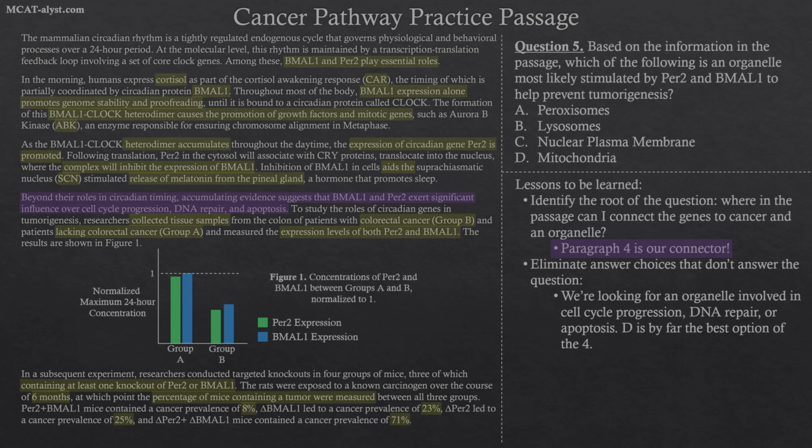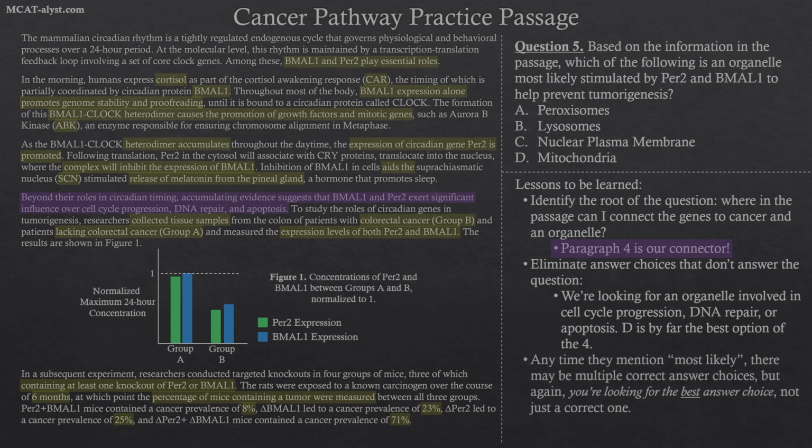It's literally in the part that we just highlighted that connects these two genes to the actual production of cancer. You could maybe argue that the nuclear plasma membrane is involved in the cell cycle progression, DNA repair, and apoptosis, because I'm sure, like everything, it has some degree of effect in those three things. But the mitochondria is literally directly responsible for apoptosis in most of our cells. That fourth paragraph is telling us that BMAL1 and PER2 probably affect the mitochondria. Sure, there's plenty of other things that they affect, but the most direct response that we have is the mitochondria. That's why we're picking D.